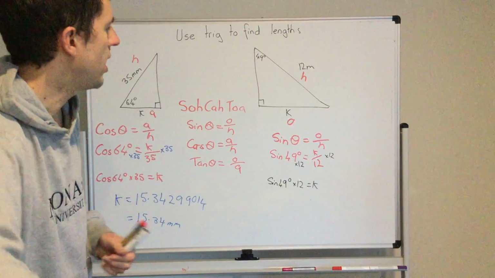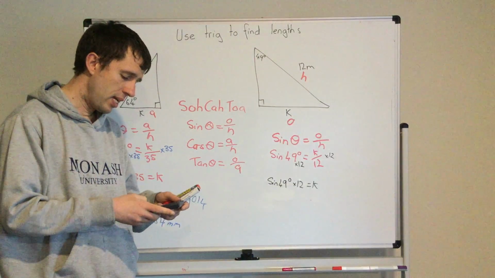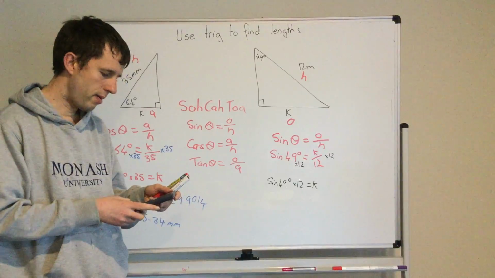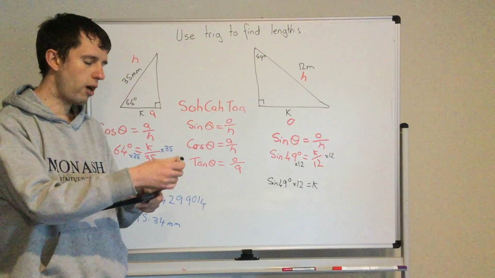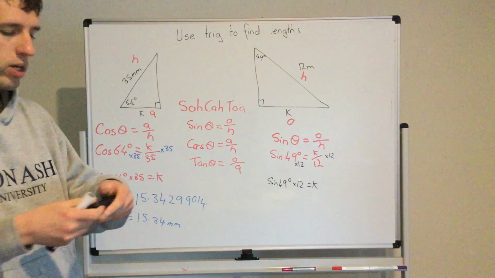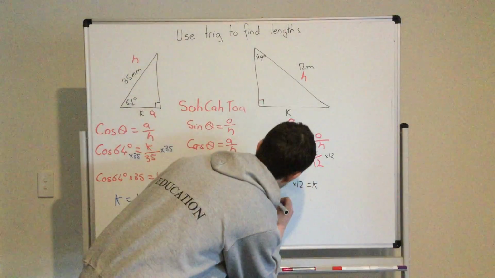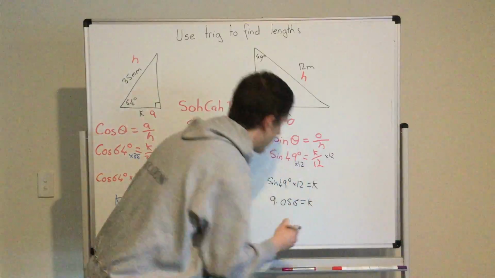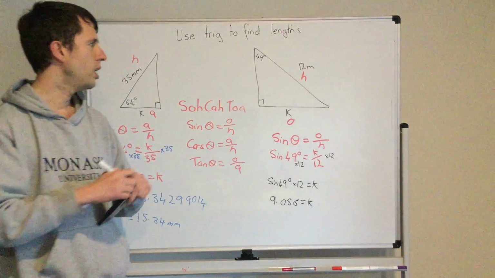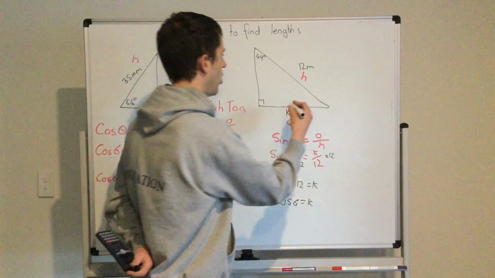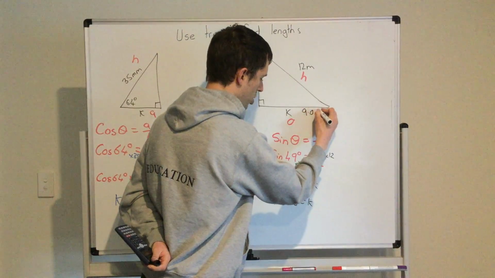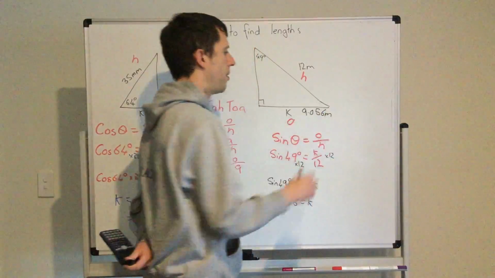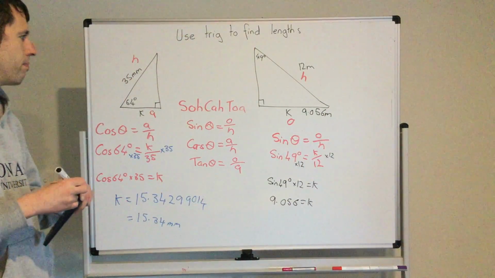All we have to do now is use our calculator. Sine 49 degrees times 12, and you should have got 9.056. 9.056 equals K. It does go on. Just remember, when we're writing it, we need to make sure that we are using our metric system. Our metric system unit is M, so I'm putting meters there.